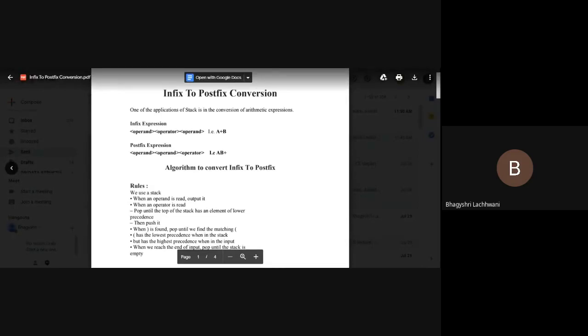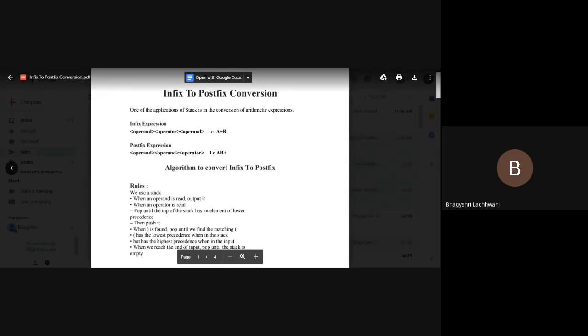Today we are here for the subject data structure, and in that we are going to cover a topic that is infix to postfix conversion. Now, what are infix expressions? What are postfix expressions? Let us first understand that, and what is the need for converting an infix to postfix?